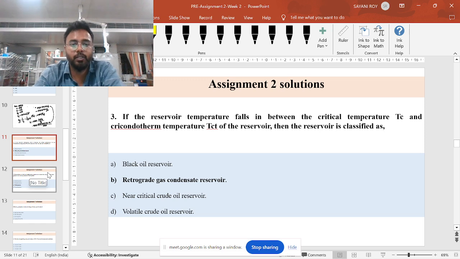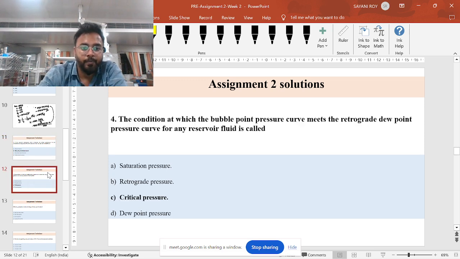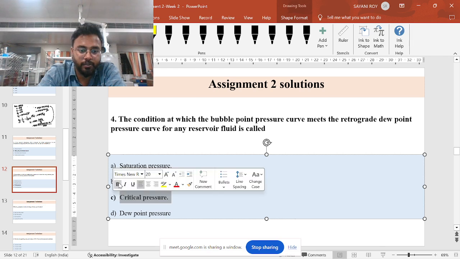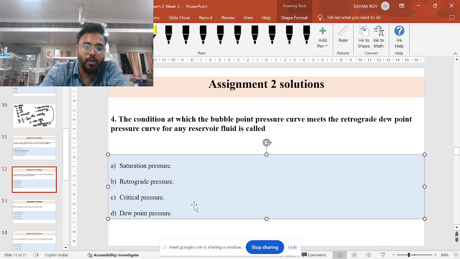Okay, next we'll go to the next question. Question 4. The condition at which the bubble point pressure curve meets the retrograde dew point pressure curve for any reservoir fluid is called: option A saturation pressure, option B retrograde pressure, option C critical pressure, and option D dew point pressure.